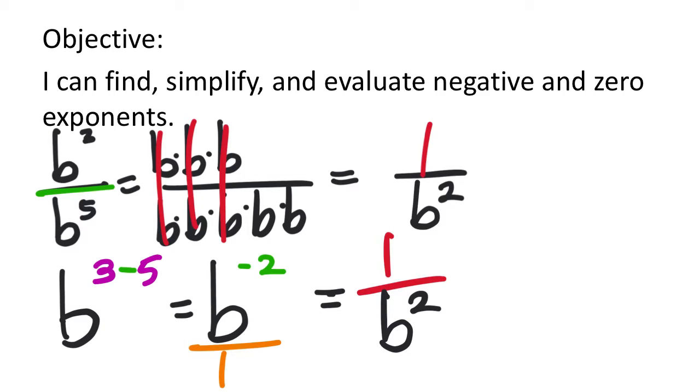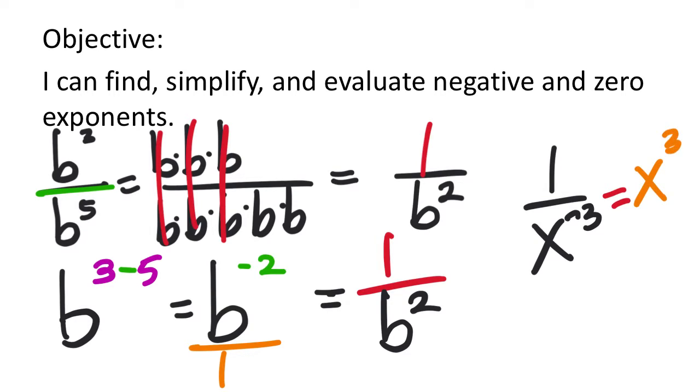So this also means that if you saw something like this, let's say 1 over x to the power of negative 3, if you needed to make the exponent positive, you'd make it just x to the power of 3. And yeah, that does have a phantom 1 divided by 1 right there. So where it was in the denominator, it then flipped and went into the numerator to make the exponent positive.